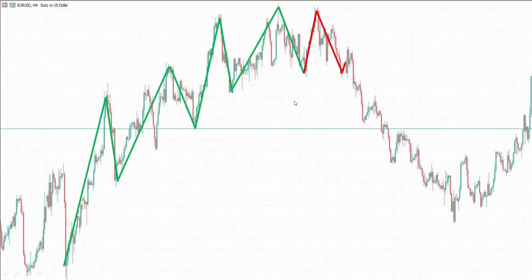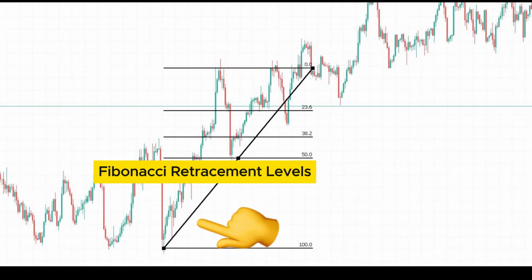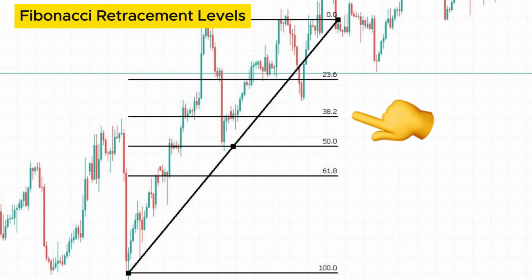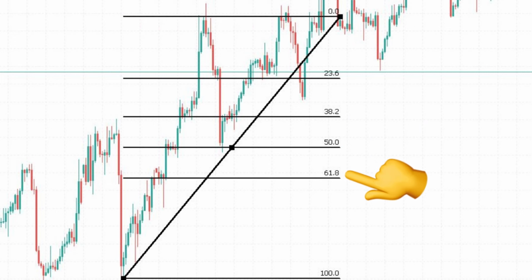4. Trendline breaks. When a trend line that has been supporting or resisting price movements is broken decisively, it could signal a reversal. Traders often look for breaks accompanied by increased volume for confirmation. 5. Fibonacci retracement levels. Fibonacci retracement levels, such as 38.2%, 50%, and 61.8%, are used to identify potential support and resistance levels based on the Fibonacci sequence. These levels can help traders anticipate where a trend might reverse.